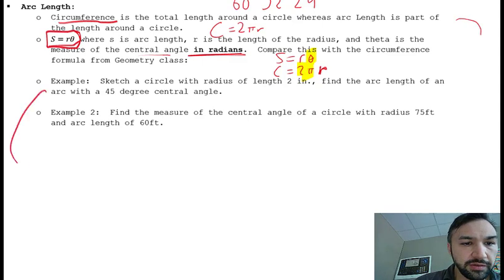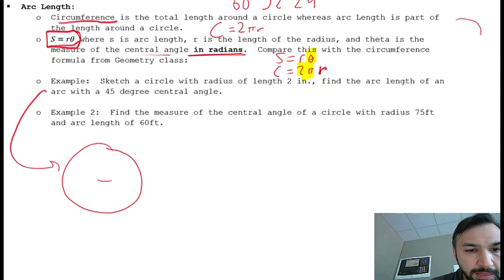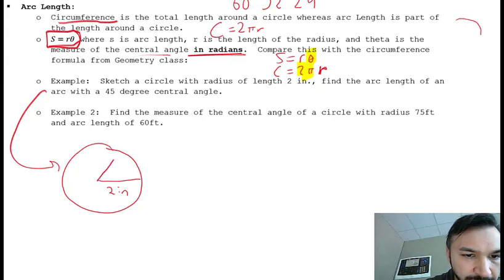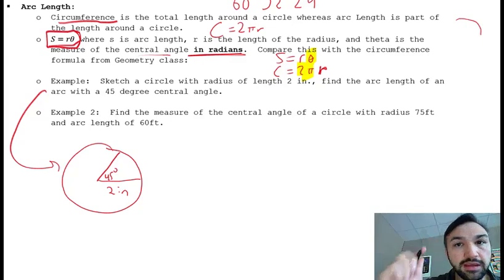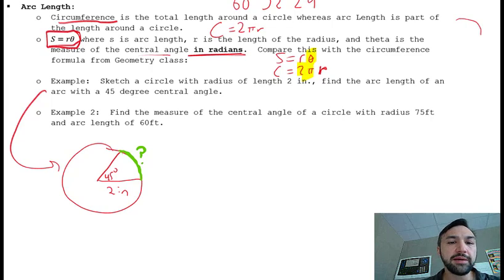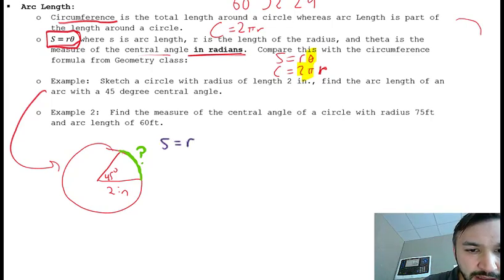So let's sketch a circle with a radius length of 2 inches. Find the arc length of an arc with a 45-degree central angle. So 45. Central angle means right here at the center. And so this question is figure out how long is that piece right there. If I was to straighten that piece out, how many inches would that be? Alright, well, S equals r theta. S is the arc length.